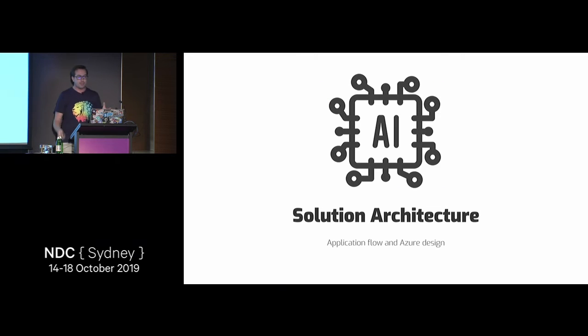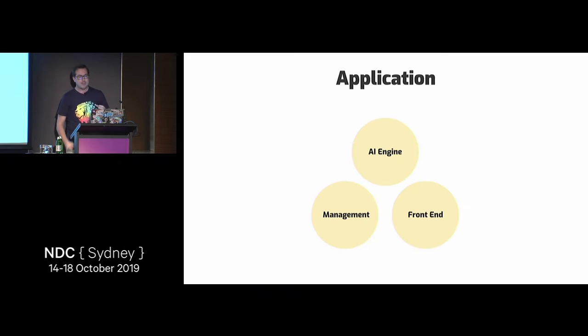So the solution architecture. We decided to create three separate components for this application. We have a management tool where the client could manage all the packages, because there are like 1,000 different packages, so they all had to be uploaded and configured. There is a front end that the client would use all over the world, from China to Australia to America, so it has to be very scalable.